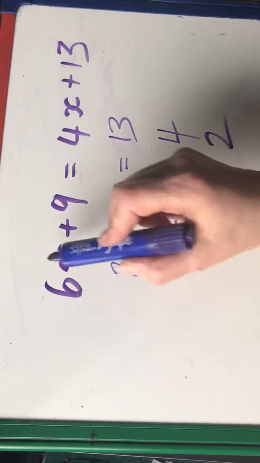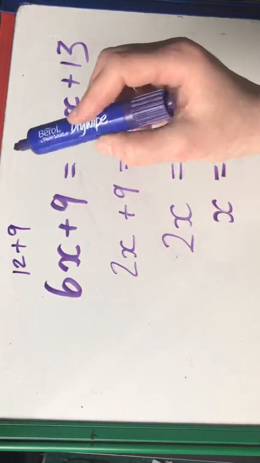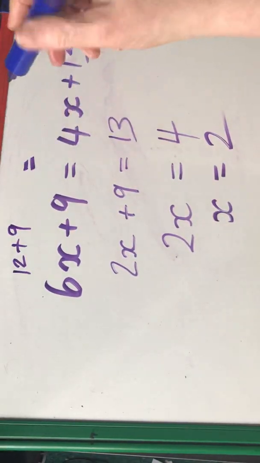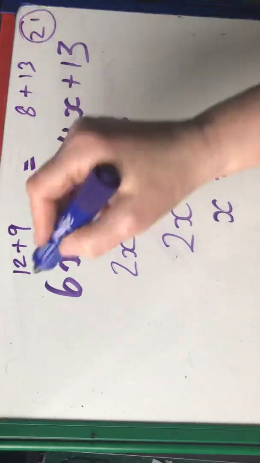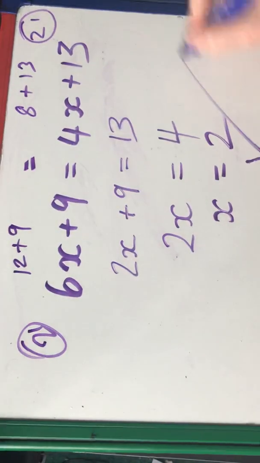Just quickly check. 6 2s are 12. 12 plus 9. Does that balance with 8 plus 13? Well, 8 plus 13 is 21. And 12 plus 9 is 21, so I can have a tick for that one.